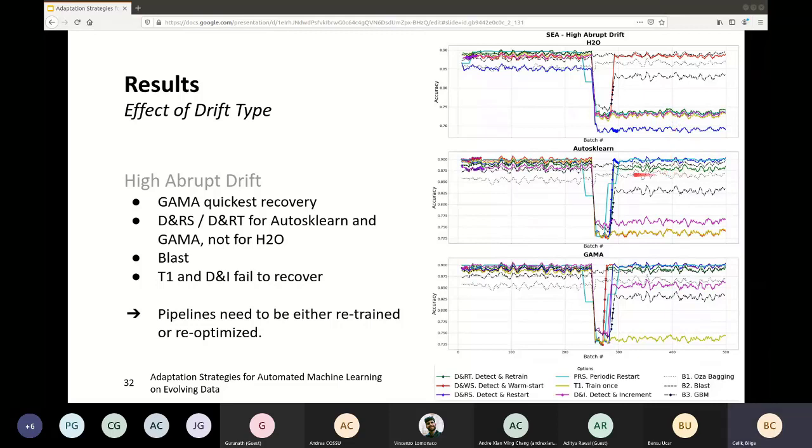When we look at the baselines, we can see that BLAST is relatively unaffected by the drift, and it's only slightly behind the best performing AutoML methods. Yet there are a few strategies that fail to recover after drift. One of them is train once. As expected, it doesn't recover for any library. And also the incremental updating of the best pipeline, which is detect and increment, the pink line. It does recover for some libraries, but it doesn't reach the level of re-optimizing or retraining the pipelines.